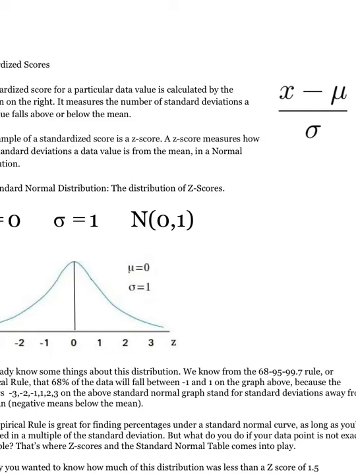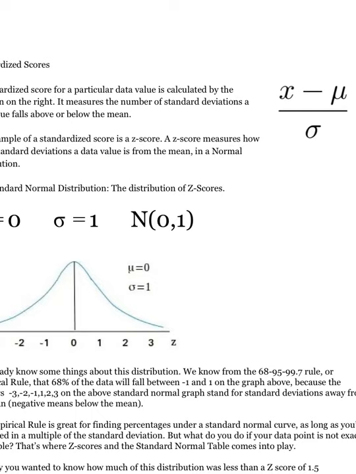So first, we're going to start off with standardized scores. A standardized score for a particular data value is calculated by the equation on the right, x minus the mean divided by the standard deviation. It measures the number of standard deviations a data value falls above or below the mean, and we call this a z-score. So one example of a standardized score is a z-score.